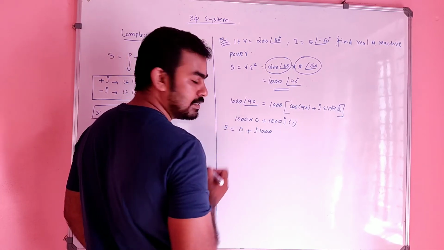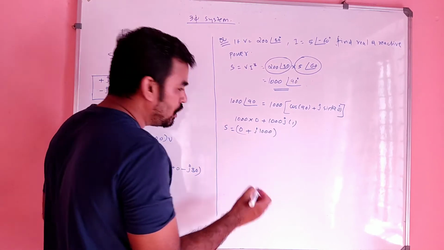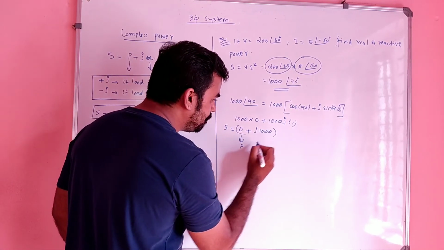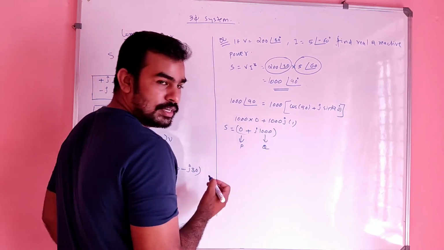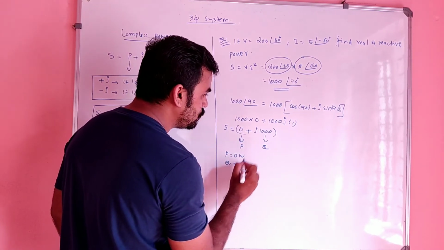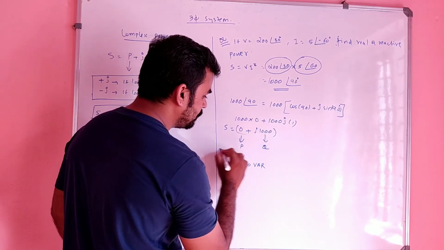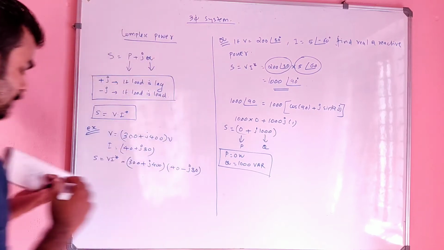This is nothing but S. So we have S is equal to 0 plus j 1000. Or we can say that this is P and this is Q. Or simply we have P is equal to 0 watt and Q is equal to 1000 volt ampere reactive. This is the answer.